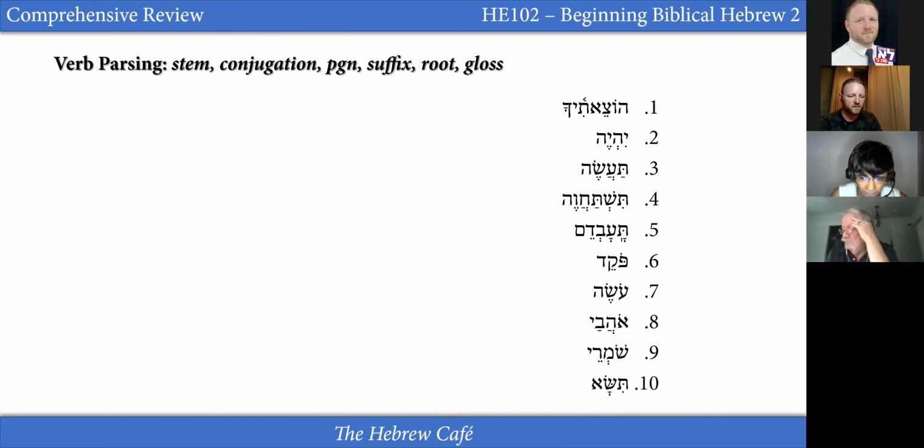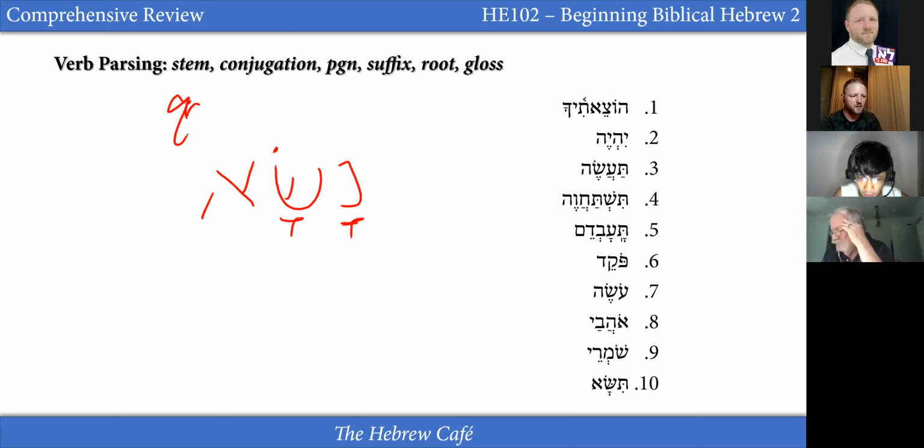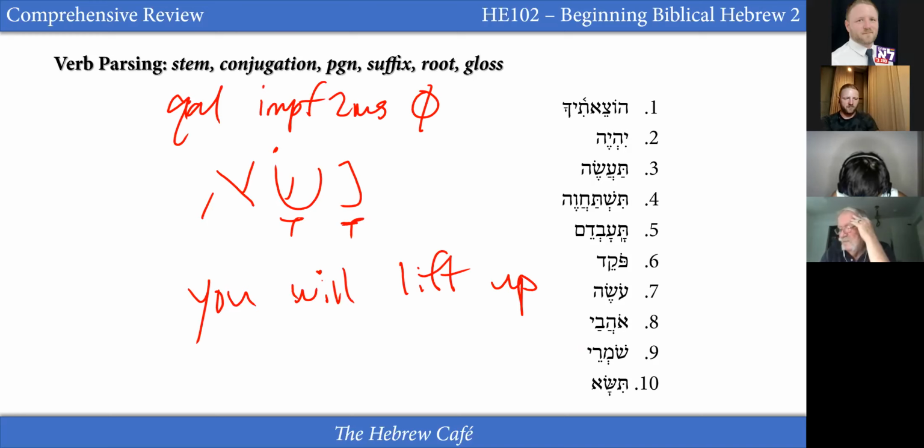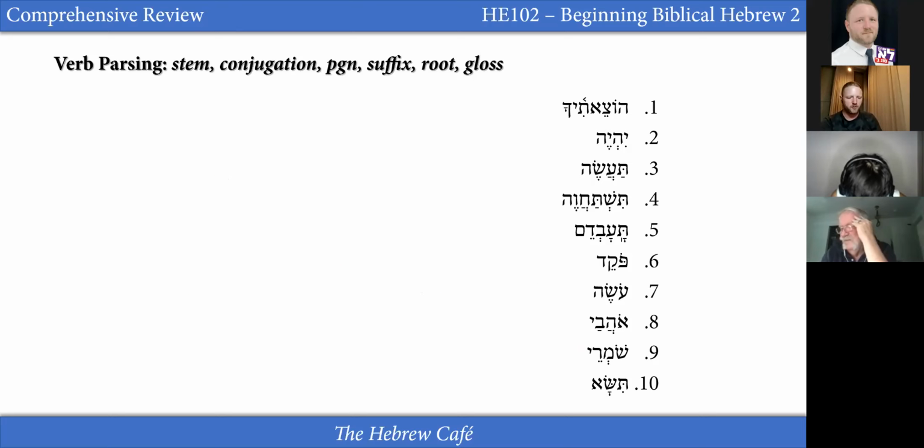The next one is Tisa. Tisa is from the word nasa, to carry or lift up. It is Kal imperfect, second masculine singular with no suffix, from nasa, meaning you will carry or lift up. In this case, it's take up. It's take up God's name in a vow. You shall not take the name of the Lord your God in vain.